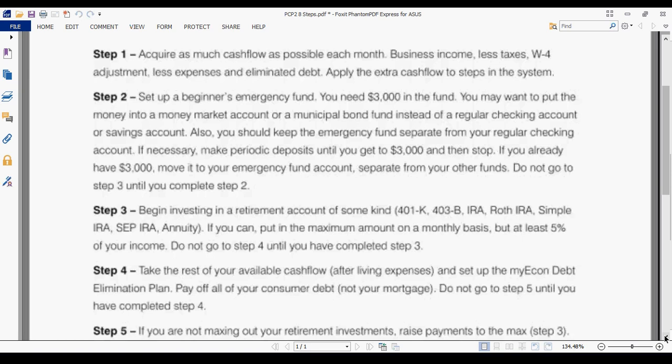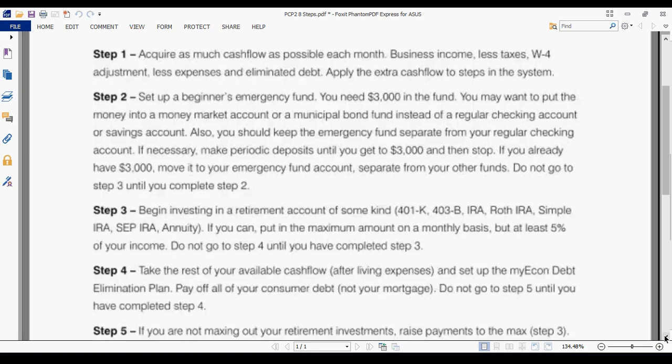Now, somebody's probably wondering, okay, why do I need $3,000 before I open up my investment account? Well, I want you to think about this. Let's say you skipped a step. Let's say you started acquiring as much cash flow as possible, you adjusted your W-4 and all of that good stuff, and instead of setting up your emergency fund, you went straight to investing. What are you going to do if you have an emergency? And I really want you to think about that.